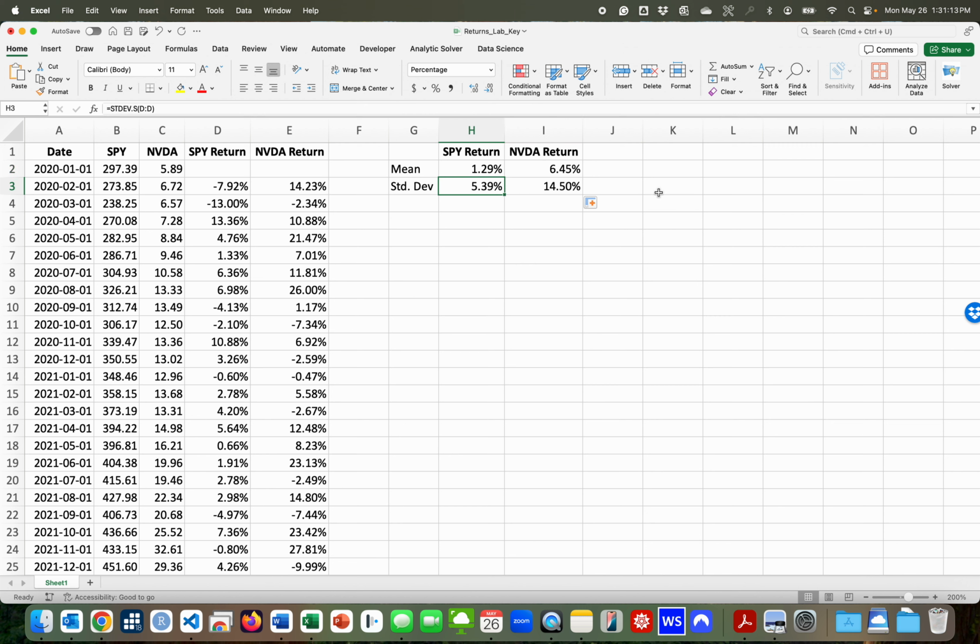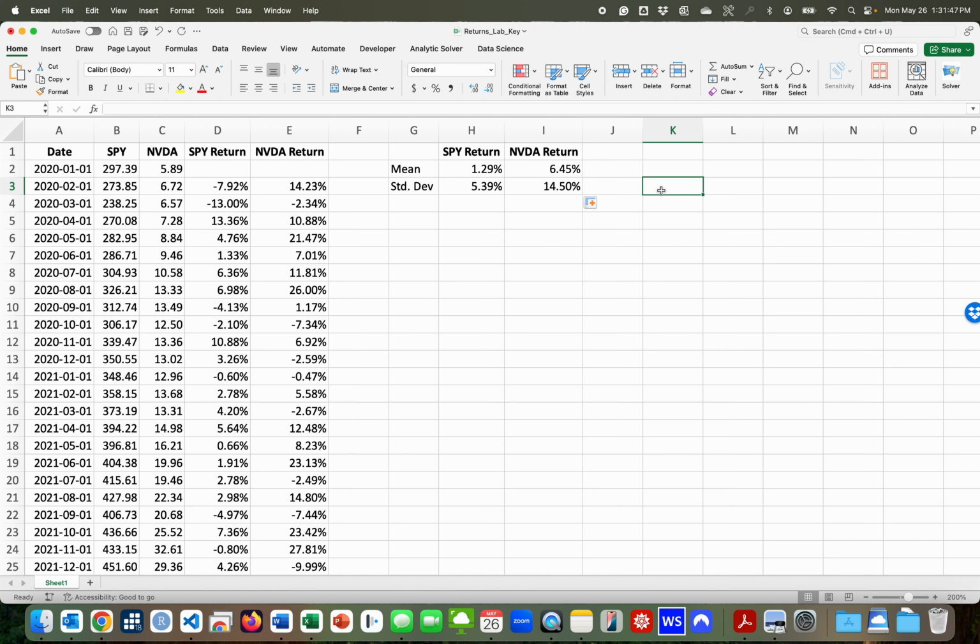So if you're someone who's more risk averse, you're closer to retirement, you need to be a little more conservative with your investment, SPY might be a better fit for you than NVIDIA. If you're someone who has a 30-year time horizon before you think about retiring, you may be able to tolerate a little more risk. But those are all things you'll learn about in a finance class. I'm not here to teach you the finance. I'm just here to help you understand the statistics behind some of this stuff.